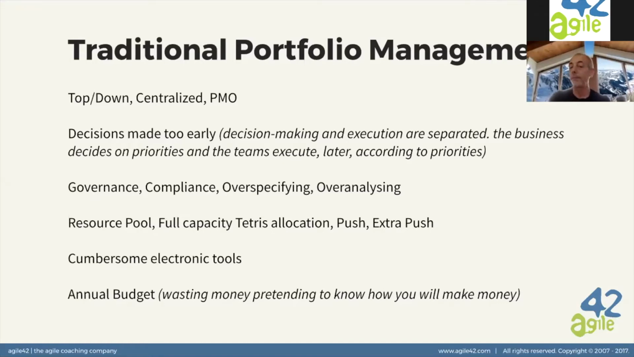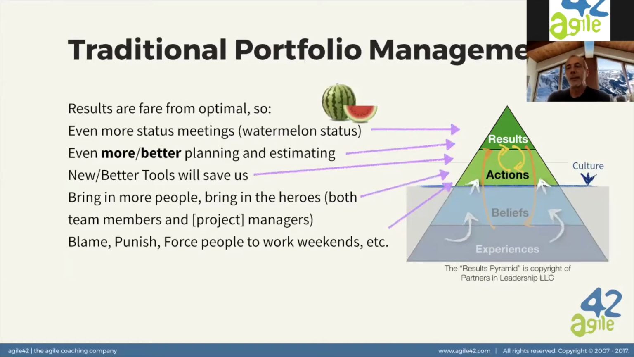By the way, these people are typically put in a resource pool where they are pulled from and assigned to a project, and then when the project is finished, they go back to the pool and move to different teams, and so on. And then there's the obsession with full capacity, full utilization. So people are split 30% on project A, 40% on project B, and so on, and they do what we call Tetris allocation, perhaps using very cumbersome electronic tools. Things usually don't work.